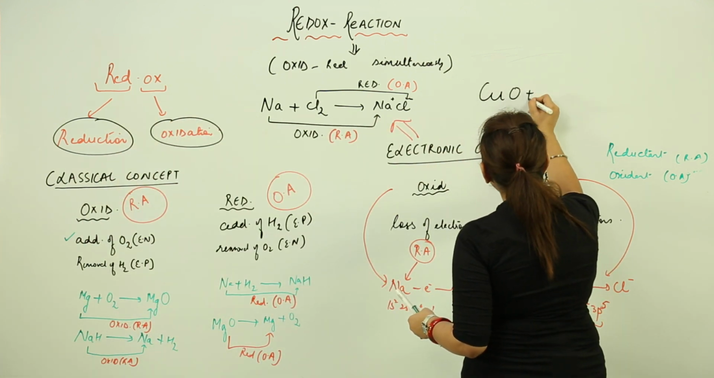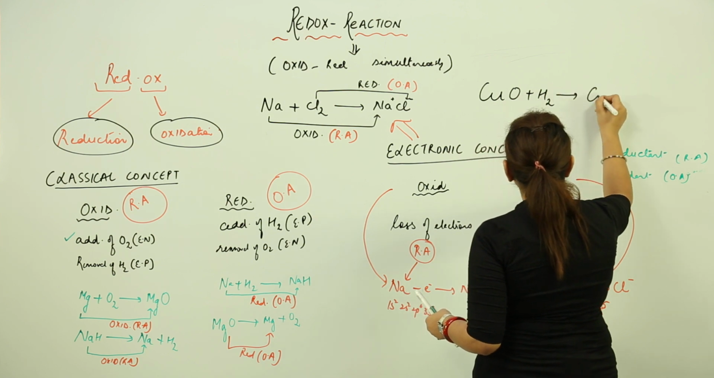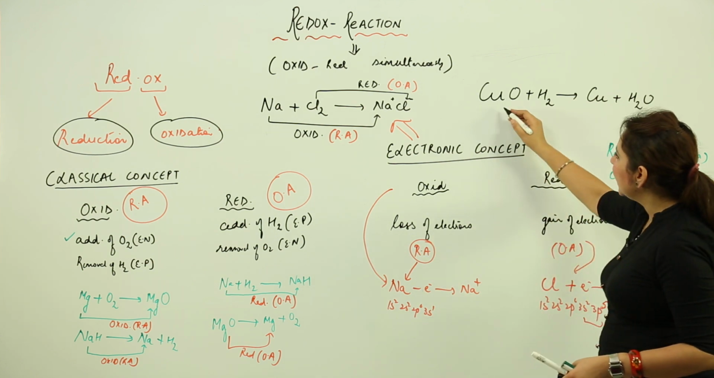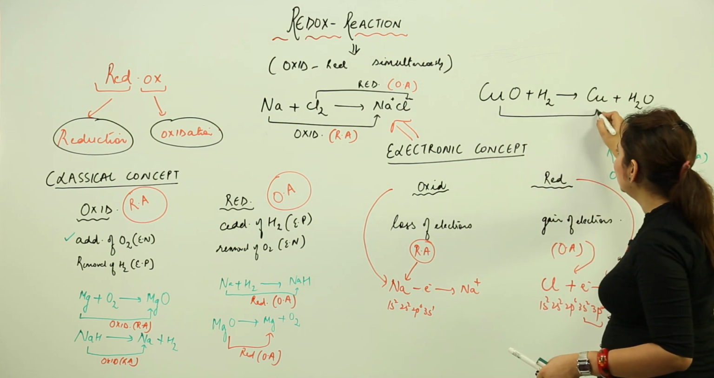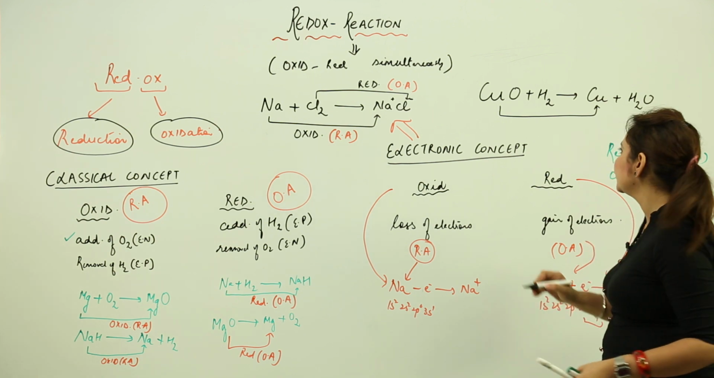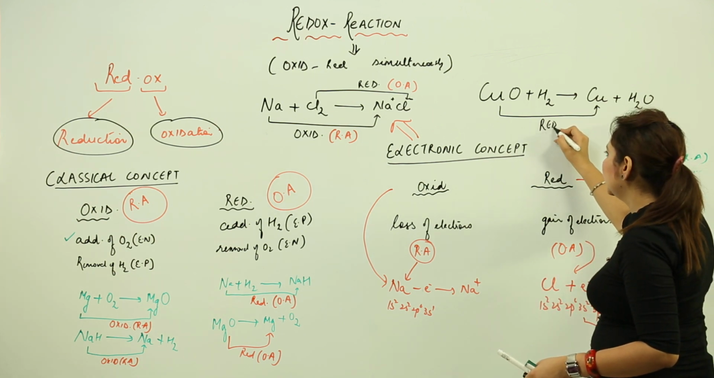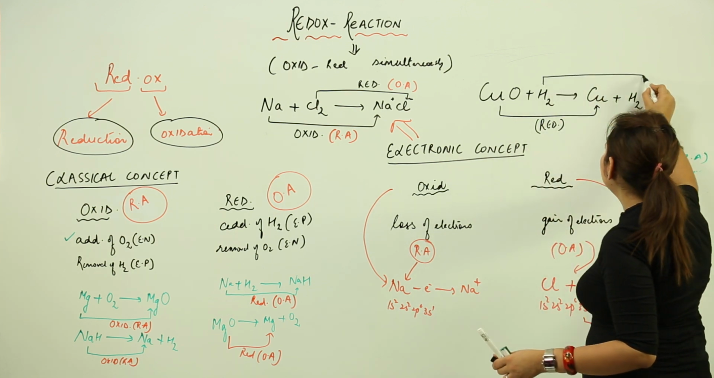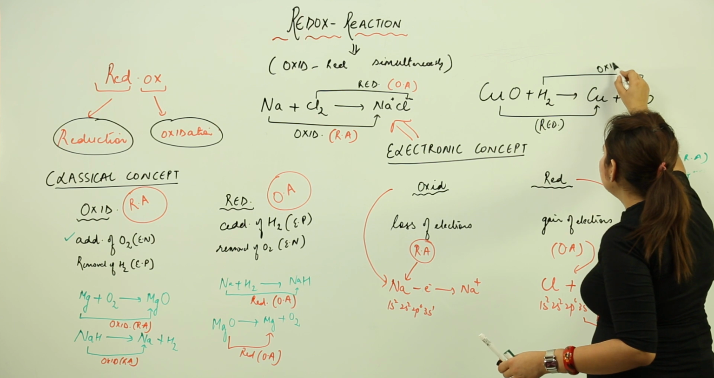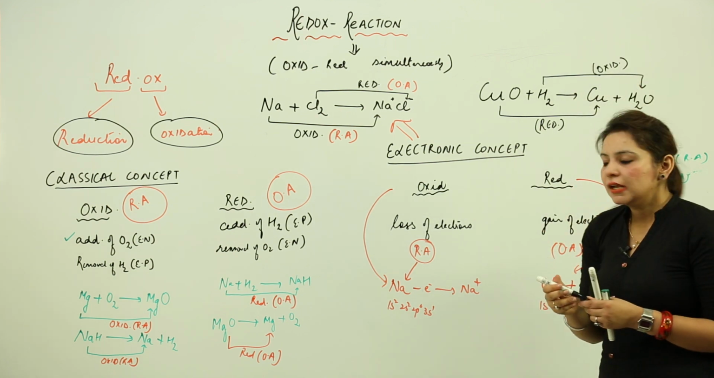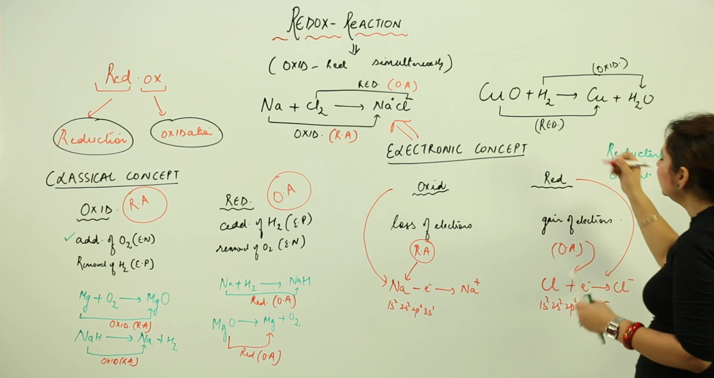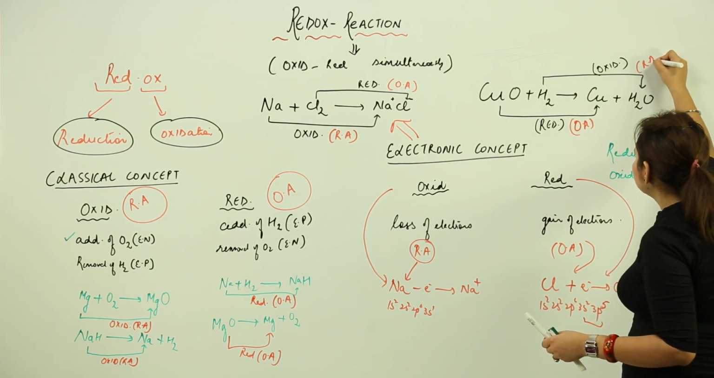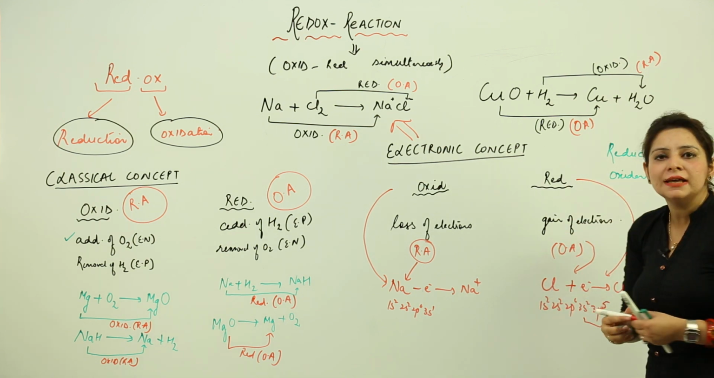Suppose CuO plus H2 gives Cu plus H2O, right. As you can see, here the copper has oxygen, but on this side the copper is deprived of oxygen. So we say it is reduction because it has actually lost the oxygen. Hydrogen has no oxygen, but here it has the oxygen, so obviously it is called oxidation. Likewise, if we talk about the reductant and the oxidant, this is an oxidant or an oxidizing agent and this is a reducing agent or reductant.